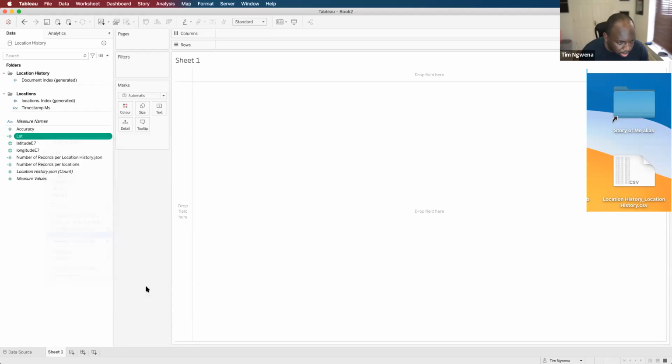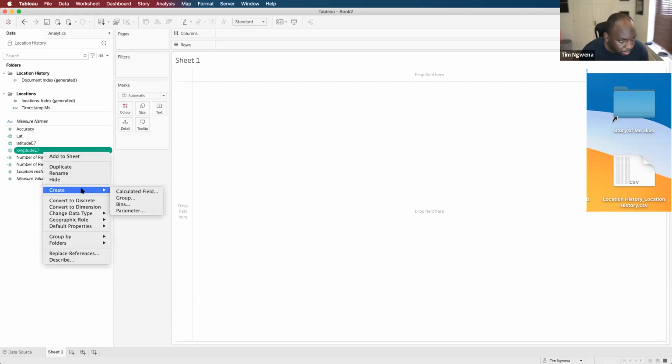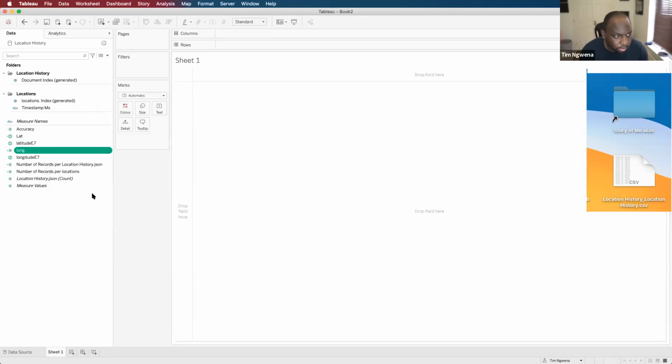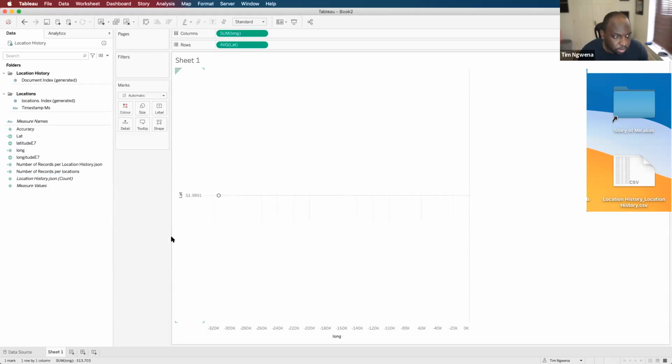So let's just make this a latitude, and let's do the same thing again here with the longitude. So I'll just go do this. I'll paste this in. I had it already typed, and I'll just go longitude and click apply and click OK. So now we have a latitude and longitude. If I double click them, Tableau should automatically understand them as a geography.